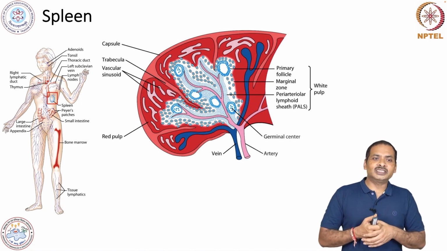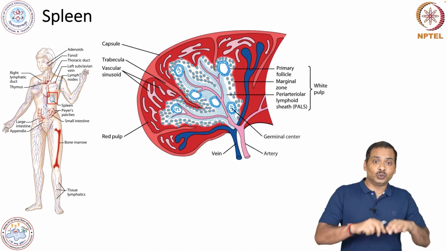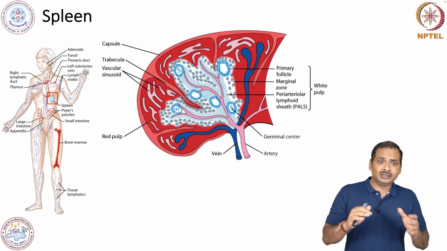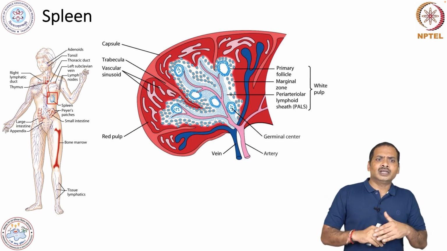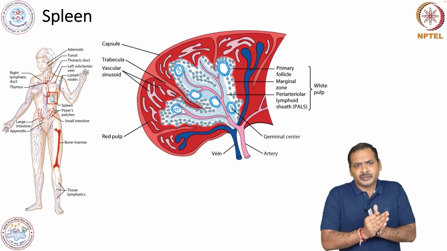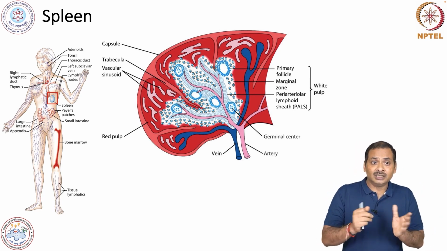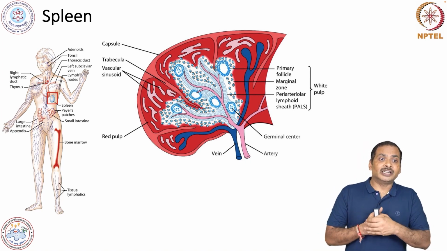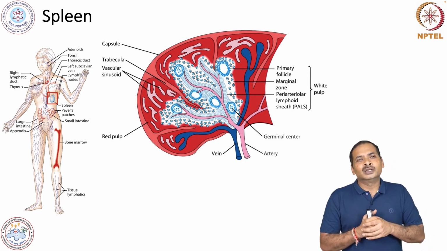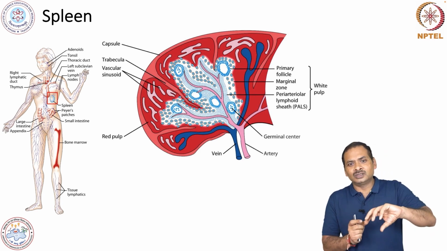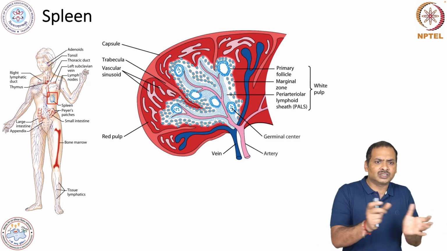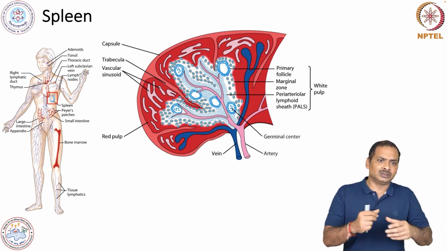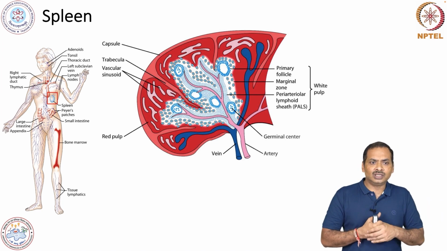Here you can see various structures. There is a capsule which covers this organ. It is a kind of membranous covering and consists of epithelial cells. There is a trabecula which makes a partition in the spleen, and there is a vascular sinusoid. A vascular sinusoid is a kind of open structure. Blood is there, but there is no blood vessel, so blood is flowing in a space. We call it a vascular sinusoid, and all this area we call the red pulp.